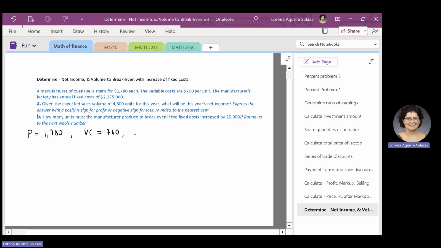Then we assume that the total variable costs that are associated with producing a number of units equals the variable costs multiplied by the number of units produced and sold. The total variable costs vary directly with the number of units of items produced, and it varies according to this formula. So we have 760 multiplied by Q, where Q is the total number of units produced and sold.